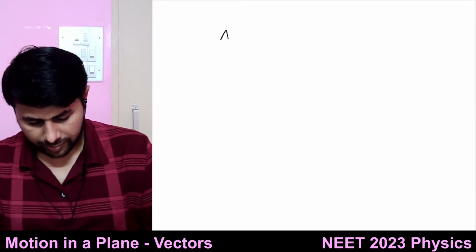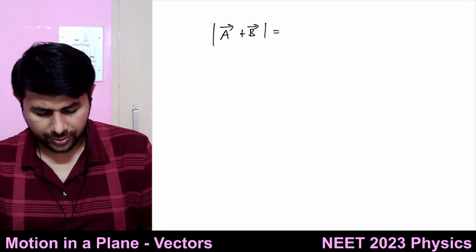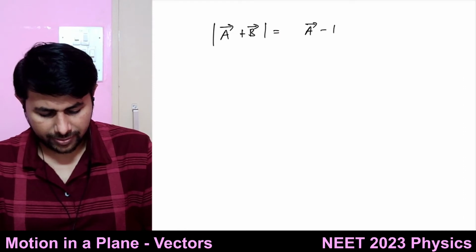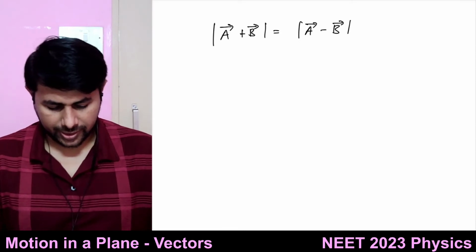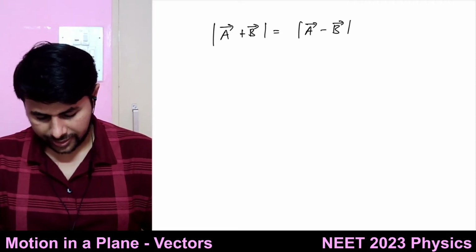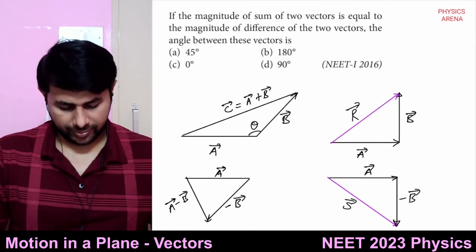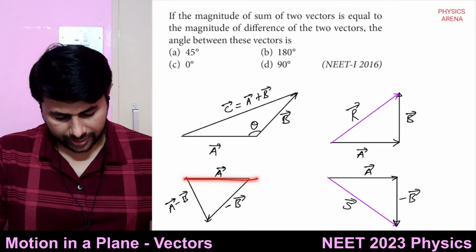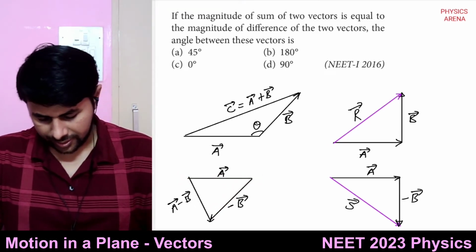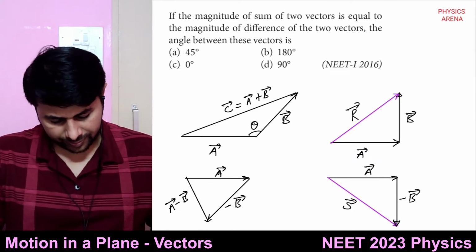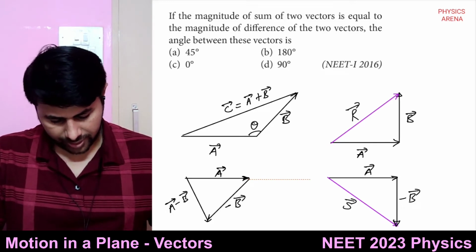So the magnitude of A bar plus B bar is equal to the magnitude of A bar minus B bar. So now when you take A bar plus B bar, this is the angle between A bar and B bar. How much would be the angle between A bar and minus B bar? A bar is directed in the positive X direction, that means it is directed in this direction. So how much would be this angle?